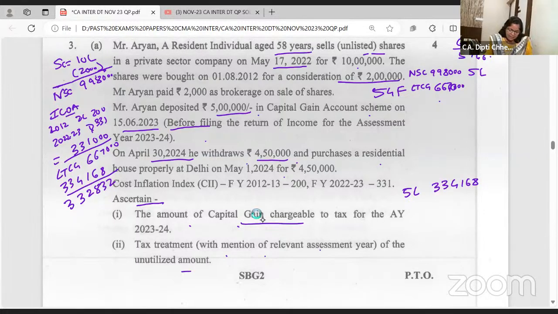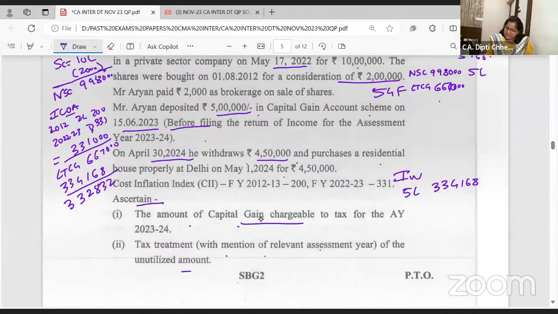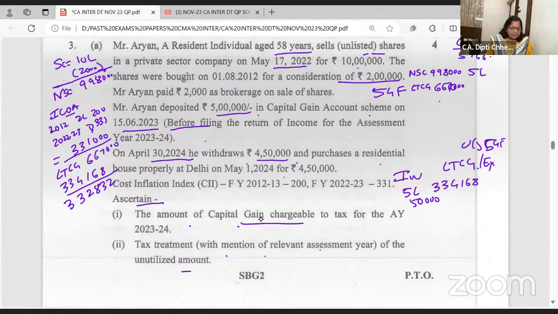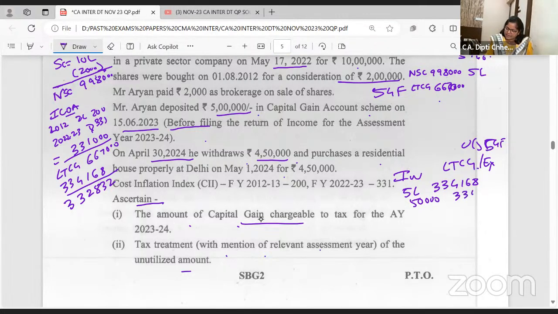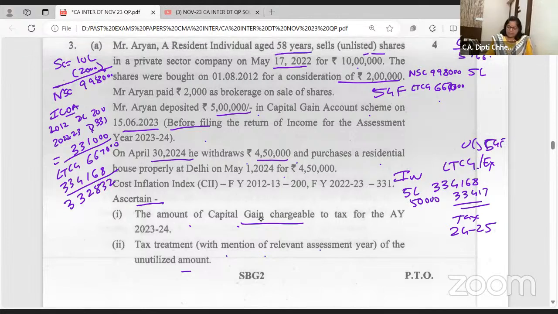5 lakh is the investment and this is the capital gain which is exempt under section 54F. So how much investment got wasted? 50,000 which you didn't utilize. So 33,417 will become taxable in 2425. Whenever it is revoked, it will become taxable as short-term capital gain. Nice problem, no?